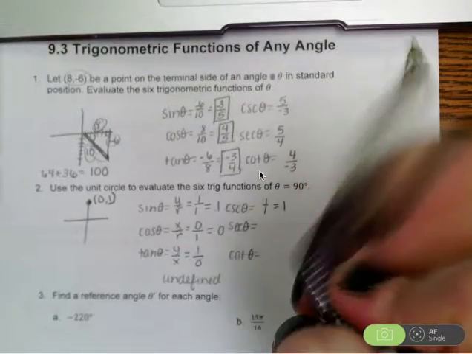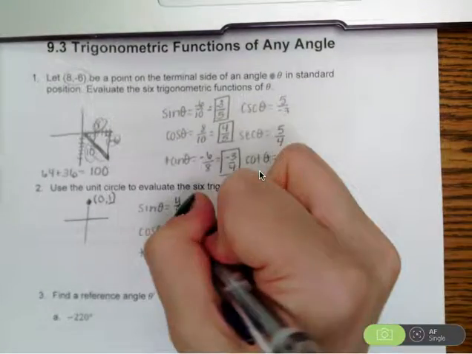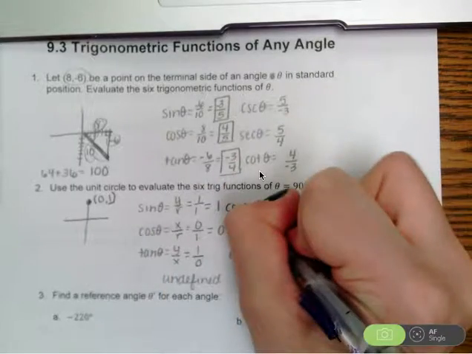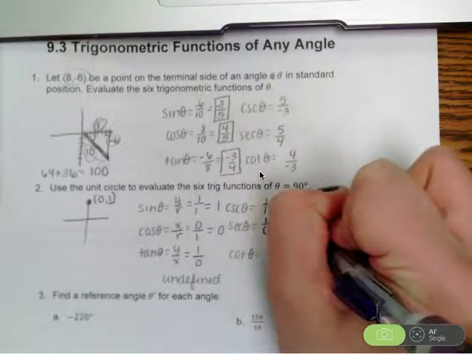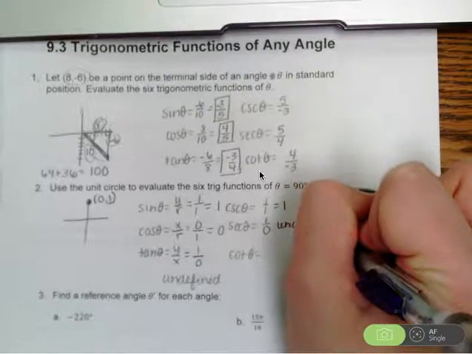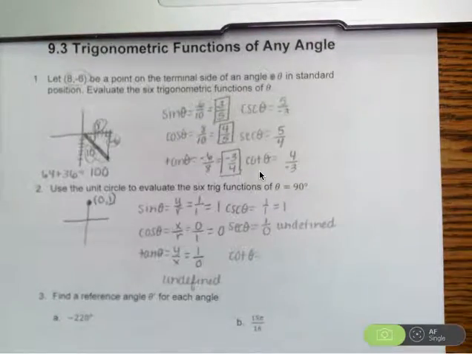The secant is the reciprocal of the cosine, so if you take 0 divided by 1 and flip it, it's 1 divided by 0, and we just talked about how that turns out to be undefined, and that's okay. There's nothing wrong with that.